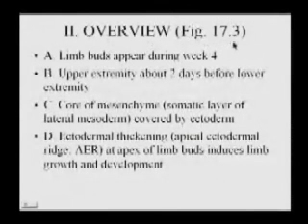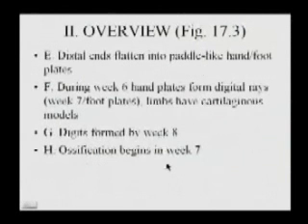5. Continuing with an overview then, we can refer to figure 17.3. The limb buds appear during week 4, the upper extremity about 2 days before the lower extremity, and there is a core of mesenchyme from the somatic layer of the lateral mesoderm that is covered by the ectoderm, of course. And the ectodermal thickening, that apical ectodermal ridge that we saw, or AER, is at the apex of the limb buds, and it induces the limb growth and development. So a tremendous amount of chemical signaling.